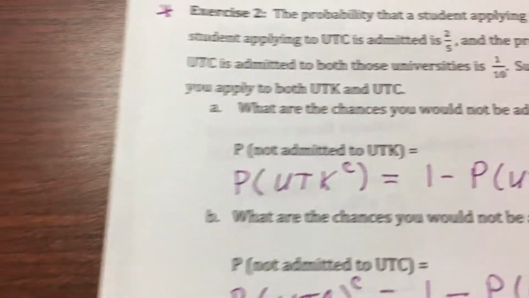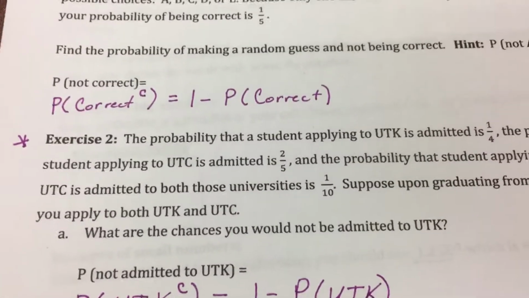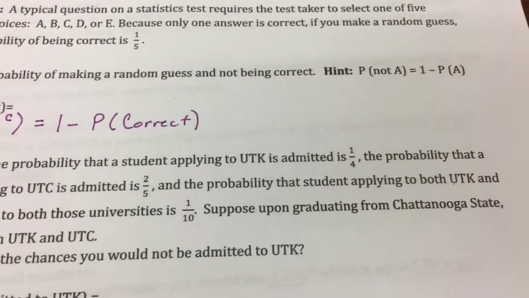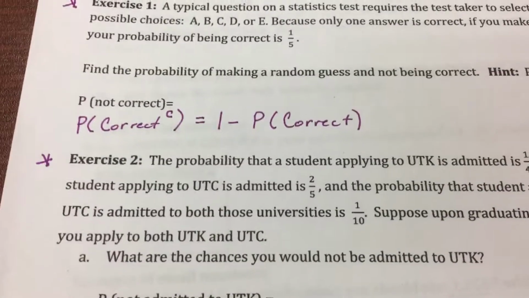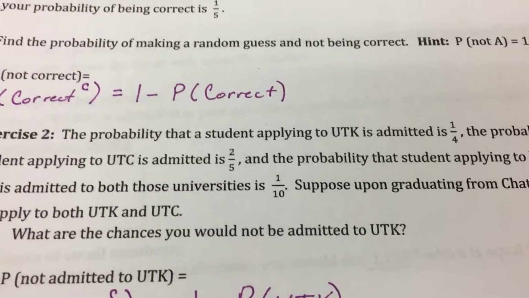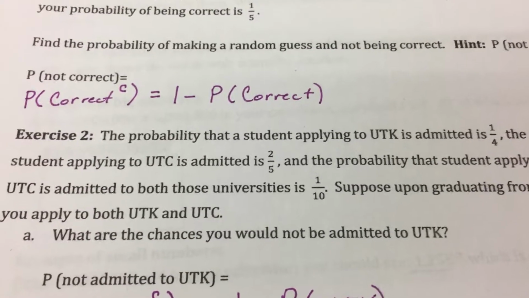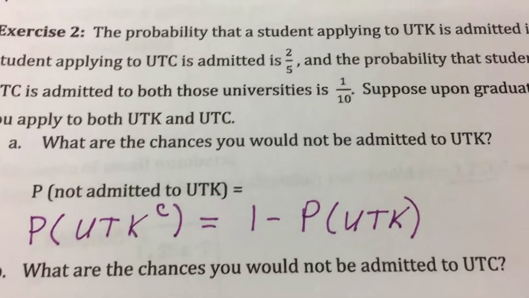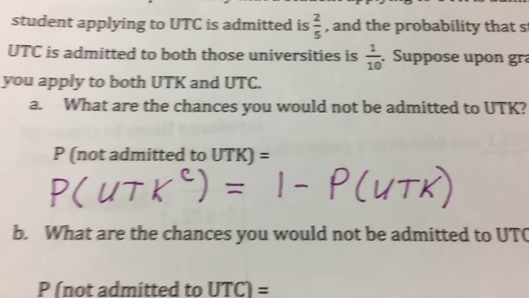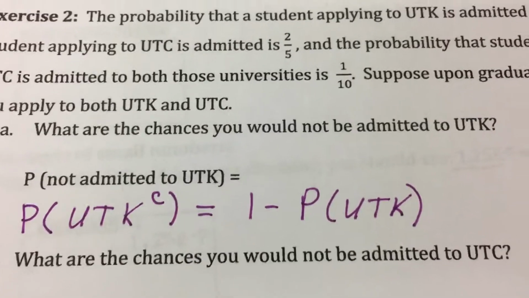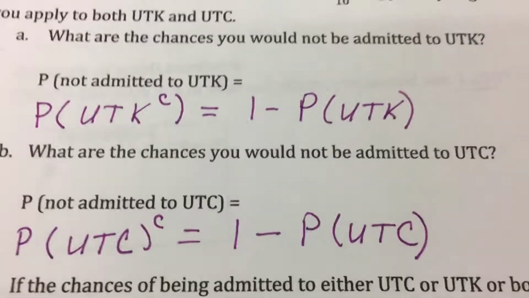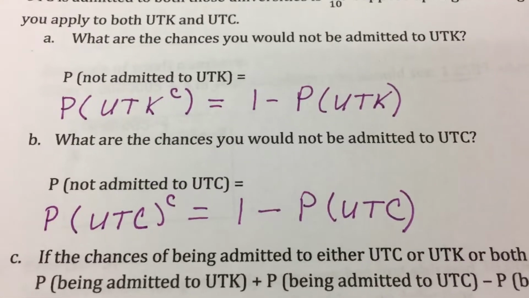Okay, the next exercise is going to give you 3 probabilities. It's going to give you the probability of applying to UTK and being admitted, you get 1/4. Applying at UTC, you get 2/5. And then applying to both and getting accepted is 1/10. And they ask you to find the probability of not being admitted to UTK. That would be the complement. So you'll take 1 minus being admitted. And then they're going to ask you the complement of UTC. That'd be 1 minus the probability of getting admitted to UTC.